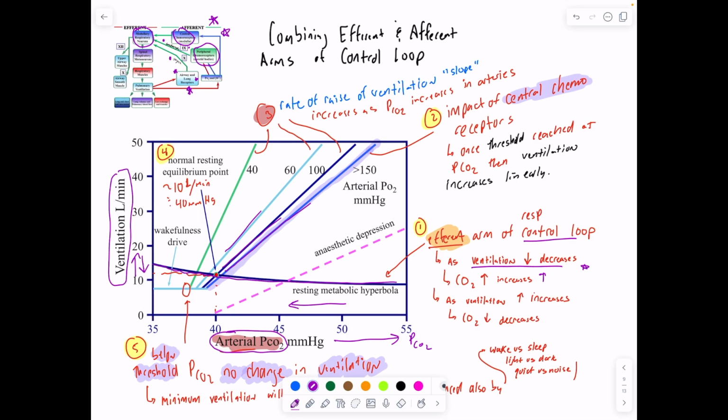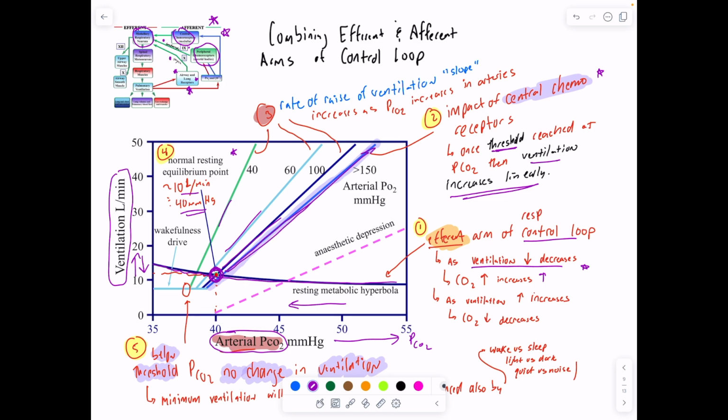Then we have the idea of these chemoreceptor reflexes, and the chemoreceptors are represented by these lines overall. Basically, there is a threshold value. We have our normal equilibrium resting point for ventilation and the partial pressure of carbon dioxide. If you get past this value, you're going to trigger our chemoreceptors, and ventilation will increase linearly overall. That's what these straight lines are for.